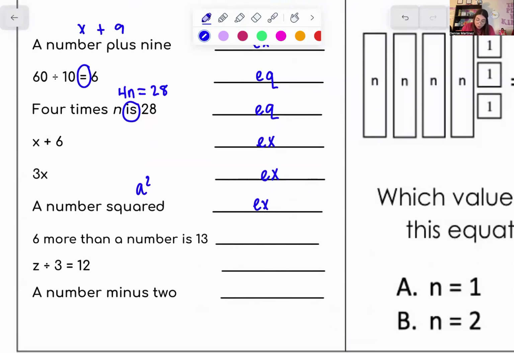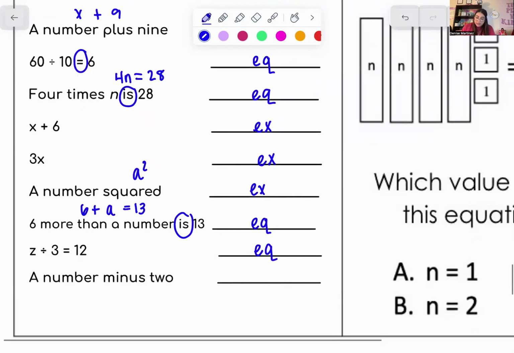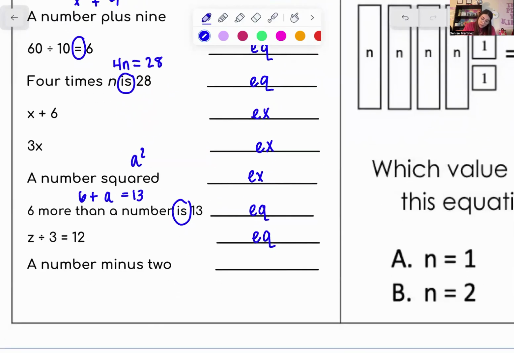6 more than a number, so 6 more than a number is 13. Has the word is in there, so this is an equation. Z divided by 3 equals 12. This is an equation. And then last but not least, a number could be any number minus 2. That's an expression.